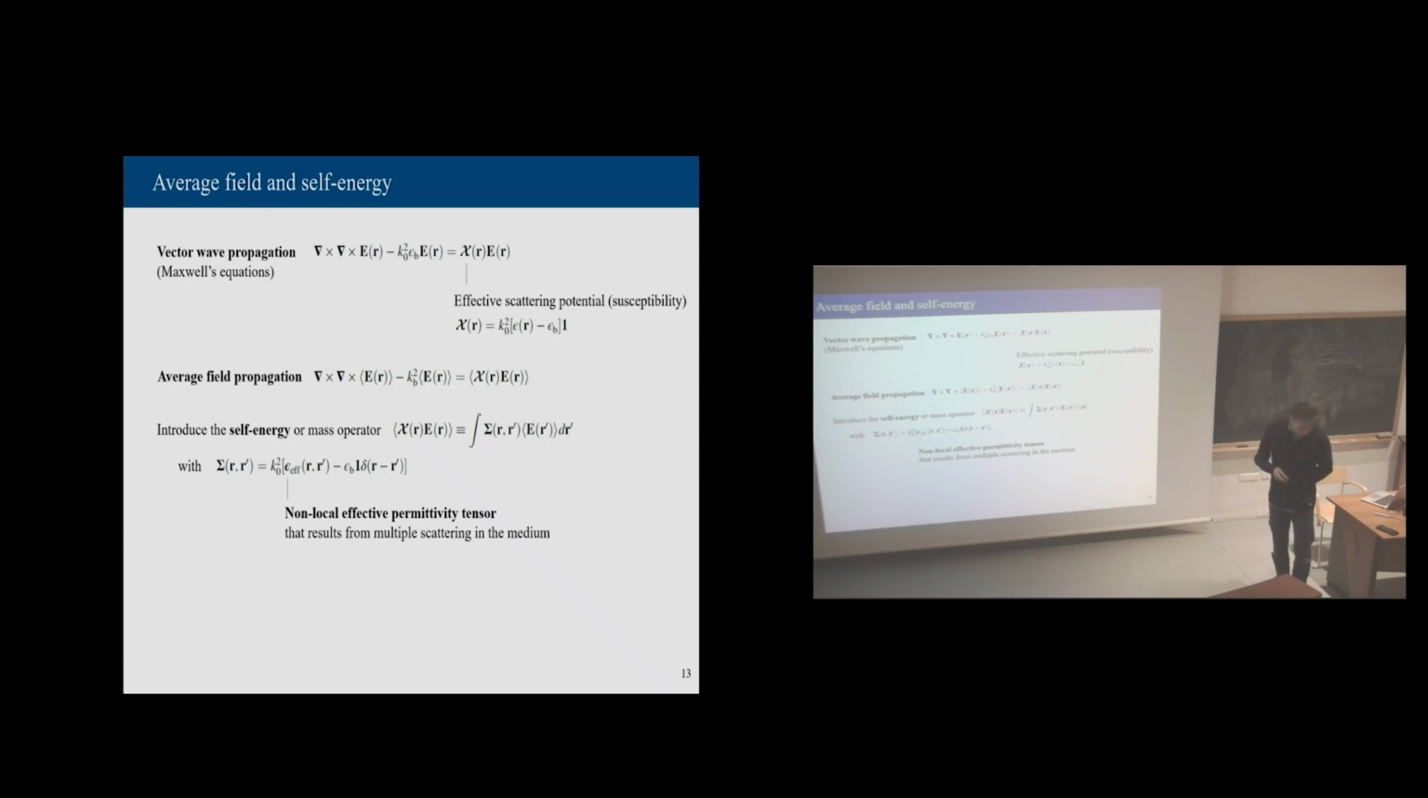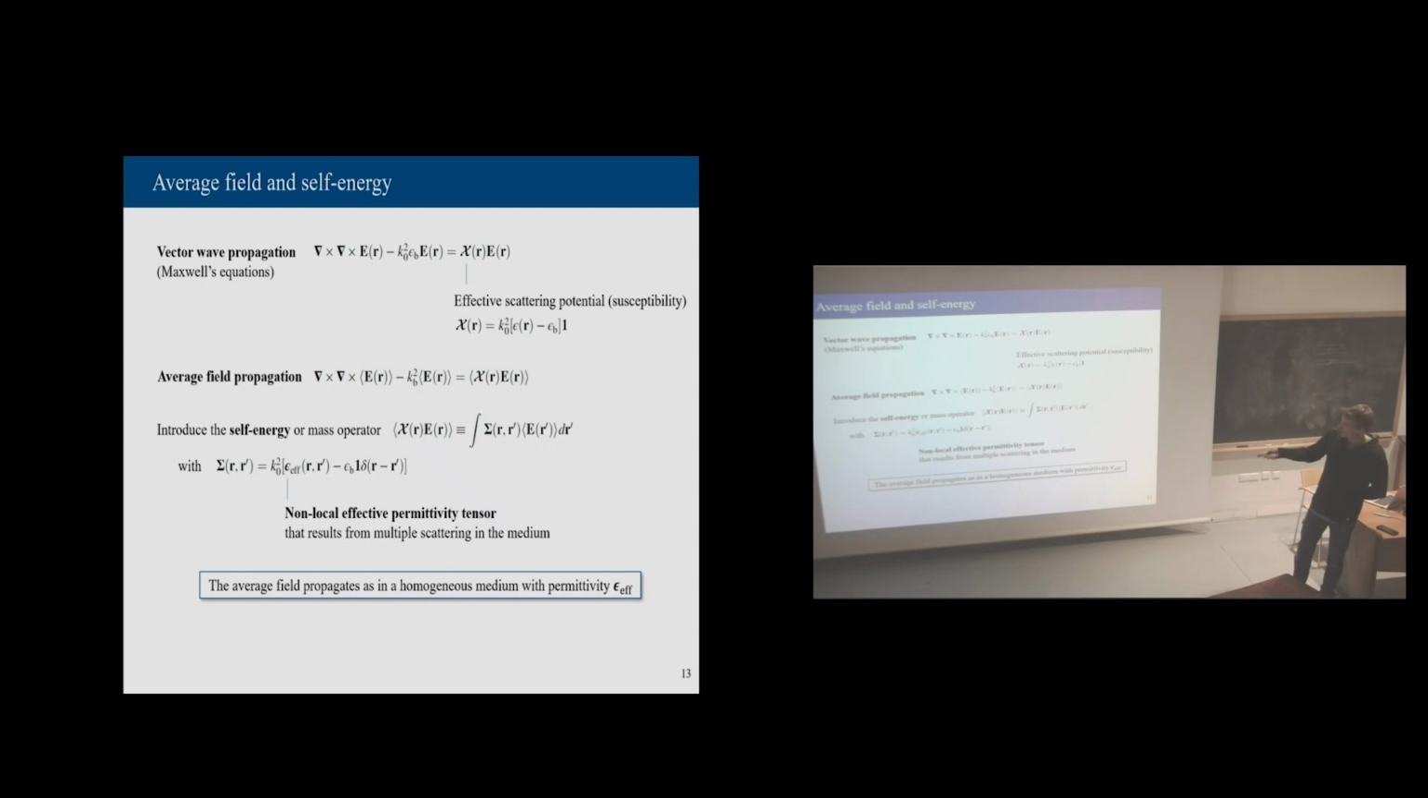And then you introduce an operator that is very important. It's called the self-energy or the mass operator, which essentially expresses this term as an integral of the self-energy, which is this operator, times the average field. The self-energy is a non-local quantity, and in general, it can be associated to a non-local effective permittivity tensor in your system that contains all the multiple scattering information in the medium. So essentially, the average field propagates as in a homogeneous medium with a permittivity that is the effective permittivity in the system, which is exactly what I've shown on the previous slide.